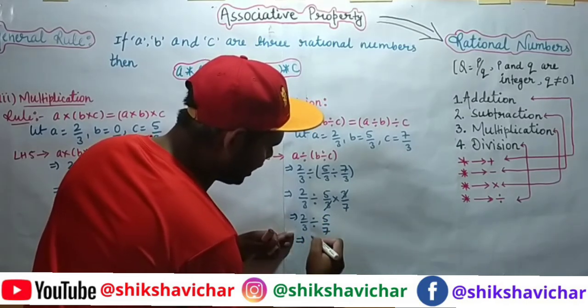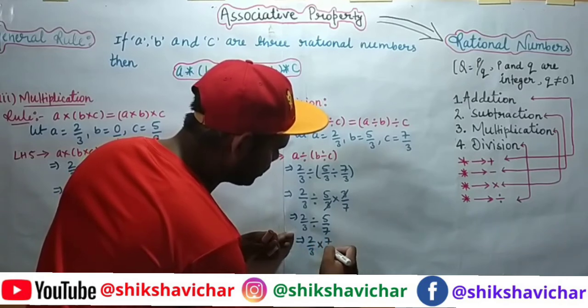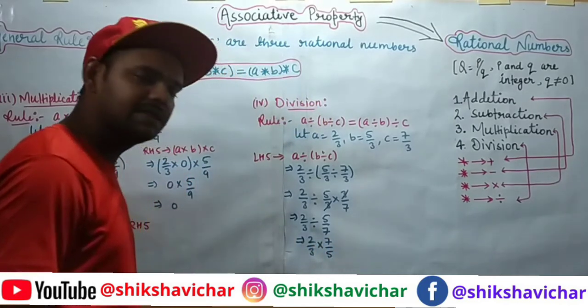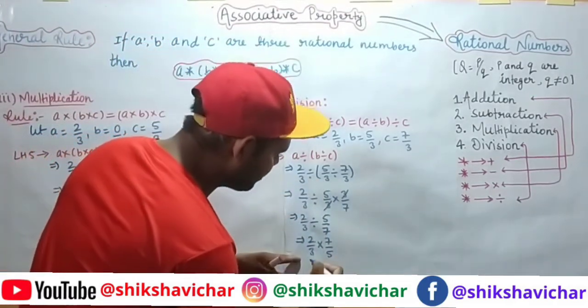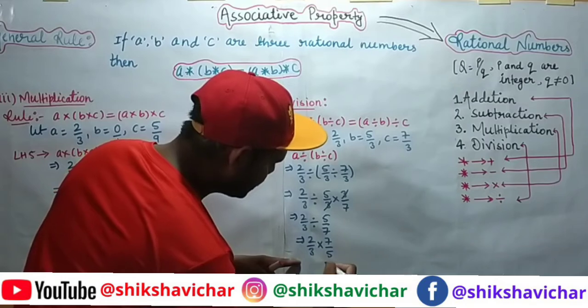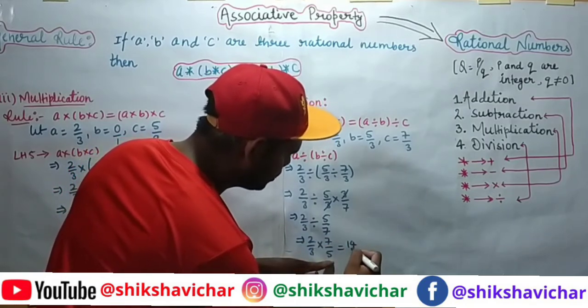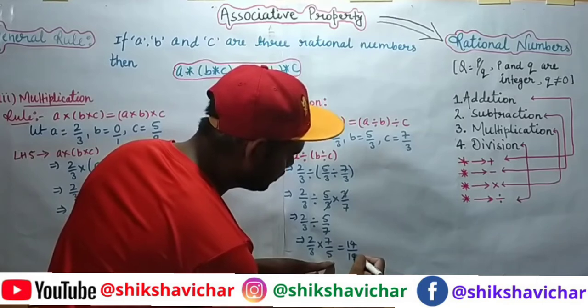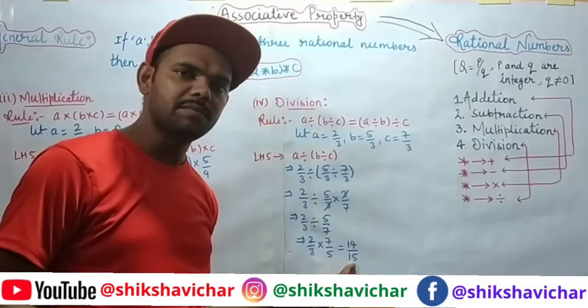Again we will solve it and we will get 2 upon 3 multiplied by 7 upon 5. Why? For the same reason that was applied in this step. Now after multiplying these two numbers we will get 14 upon 15. That means the value of the left hand side is 14 upon 15.